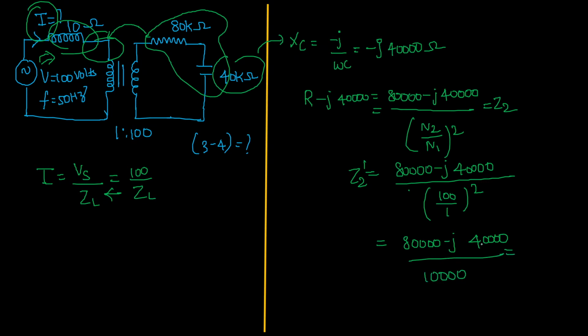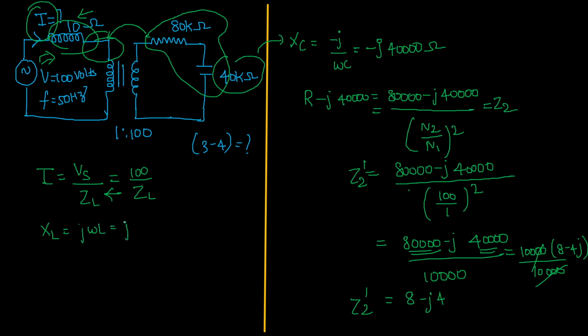See there, from the 80,000 we can take 10,000 outside, and from the 40,000 we can take 10,000 outside. So 10,000 in bracket 8 minus J4, divided by 10,000. The 10,000 gets cancelled. So the transferred impedance from secondary to primary is 8 minus J4. This is Z2 dash. What is the available impedance in the primary? 10 ohm. But if you focus carefully, that is inductive reactance. Inductive reactance can be written as J times omega L, not simply omega L. J omega L value is 10 ohm only.